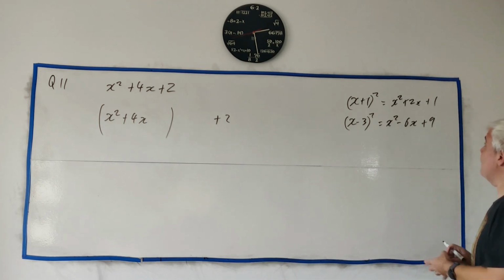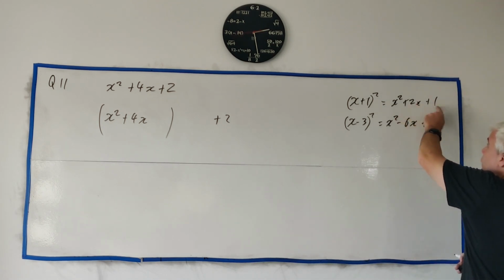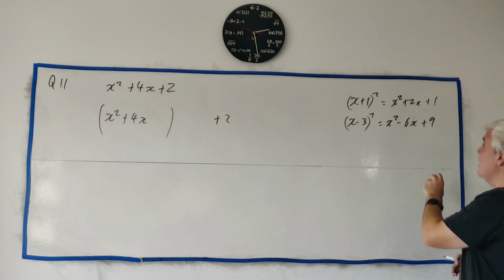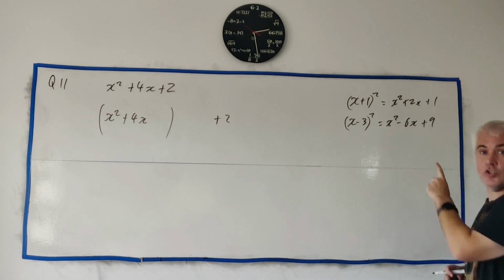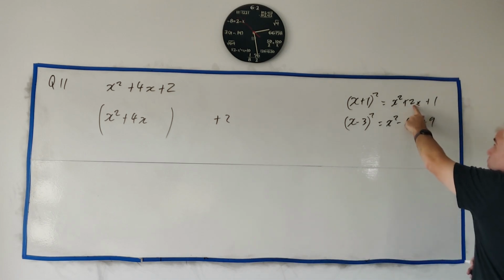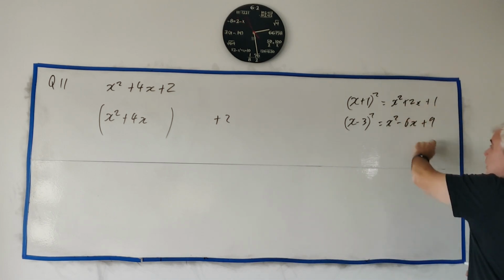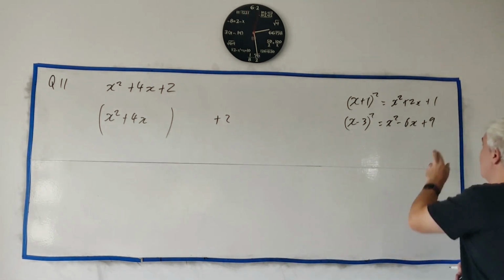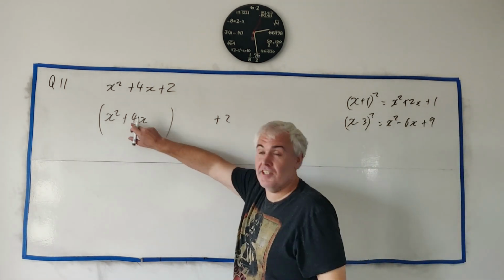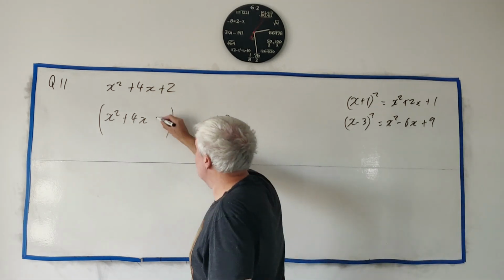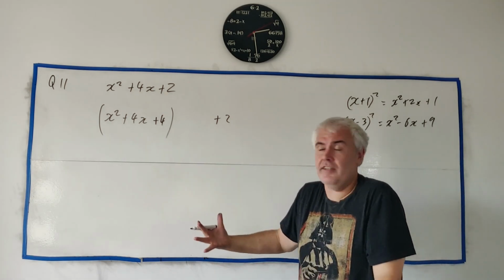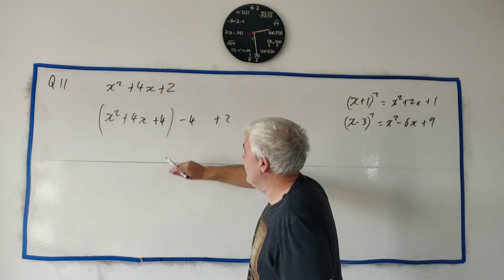It's actually quite easy to find. 2, I want 1. Minus 6, I want plus 9. It's actually half of this number squared. Half of 2 is 1, squared is 1. Half of minus 6 is minus 3. Minus 3 squared is plus 9. Half of this is 2. 2 squared is 4. I would love a plus 4 there. The problem, it's not there. So we have to make it there.